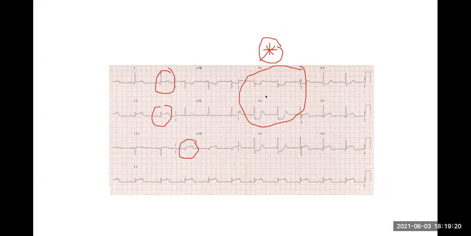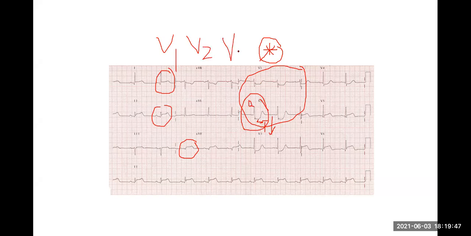But this is a posterior STEMI. The way you identify it is, you can see, a prominent R wave and ST depression in V1, V2, V3.